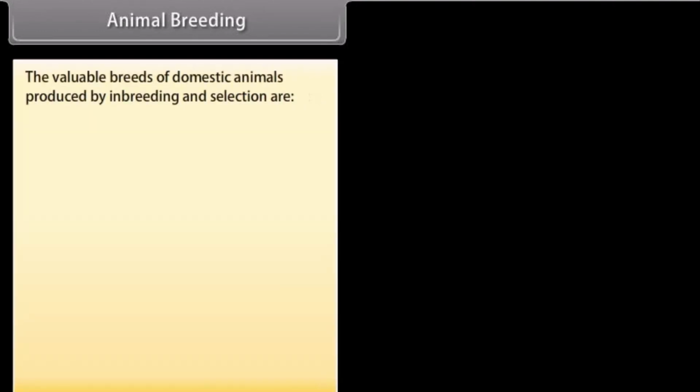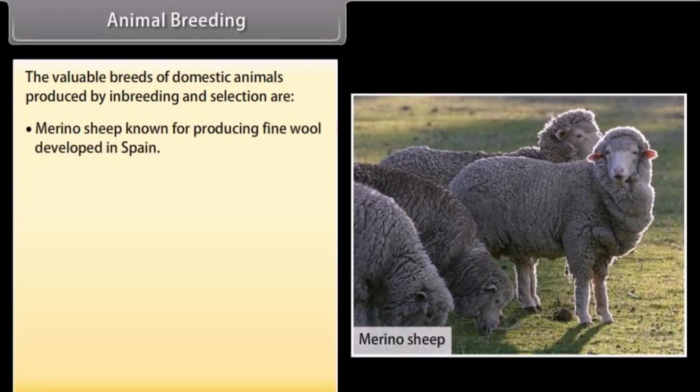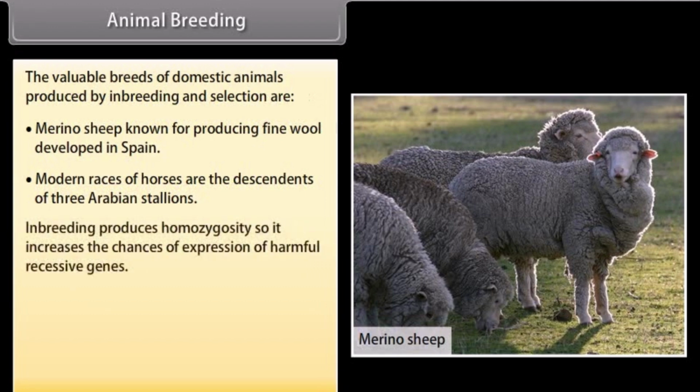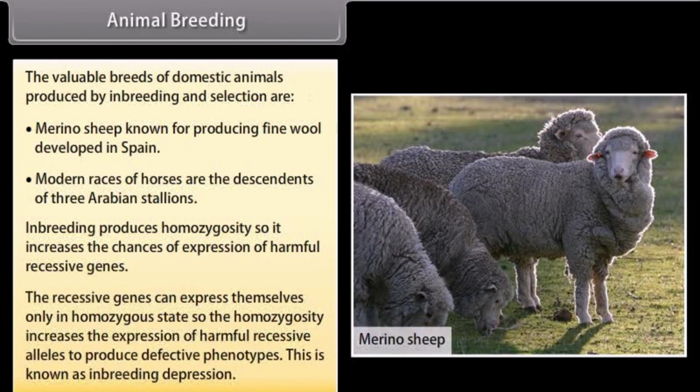The valuable breeds of domestic animals produced by inbreeding and selection are: Number 1. Merino sheep, known for producing fine wool, developed in Spain. Number 2. Modern races of horses are the descendants of 3 Arabian stallions. Inbreeding produces homozygosity, so it increases the chance of expression of harmful recessive genes. The recessive genes can express themselves only in homozygous state, so homozygosity increases the expression of harmful recessive alleles to produce defective phenotypes. This is known as inbreeding depression.